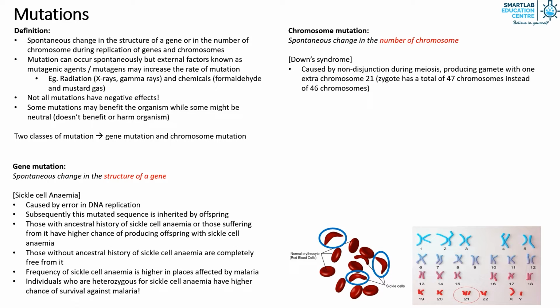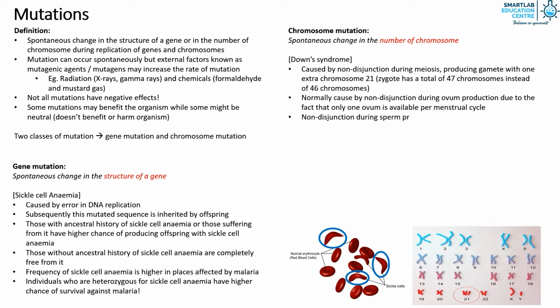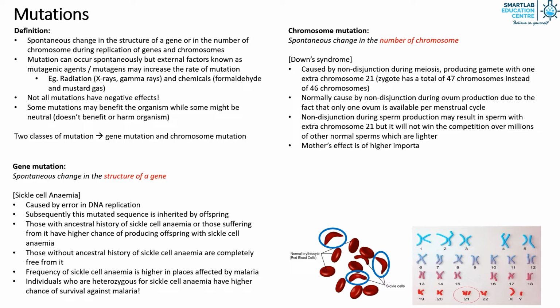The non-disjunction event usually occurs during ovum production due to the fact that only one ovum is available per menstrual cycle. Non-disjunction during sperm production may result in sperm with extra chromosome 21, but it will not win the competition over millions of other normal sperms which are lighter. Thus, the mother's effect is of higher importance than the father's.